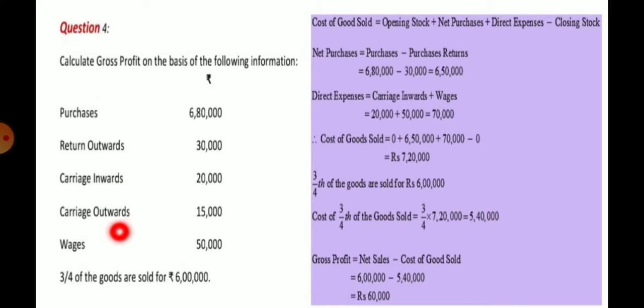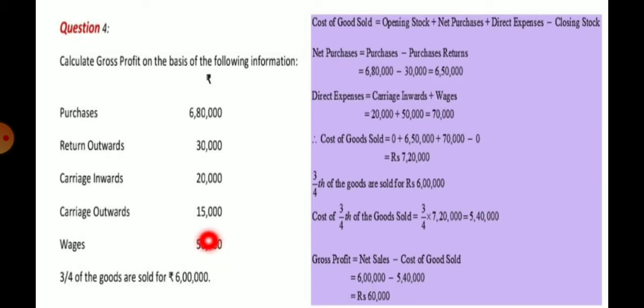So first you find opening stock plus net purchase plus direct expenses less closing stock. Direct expenses will be carriage inward and wages only. Outward is not included here, and purchase less return outward will be net purchase.